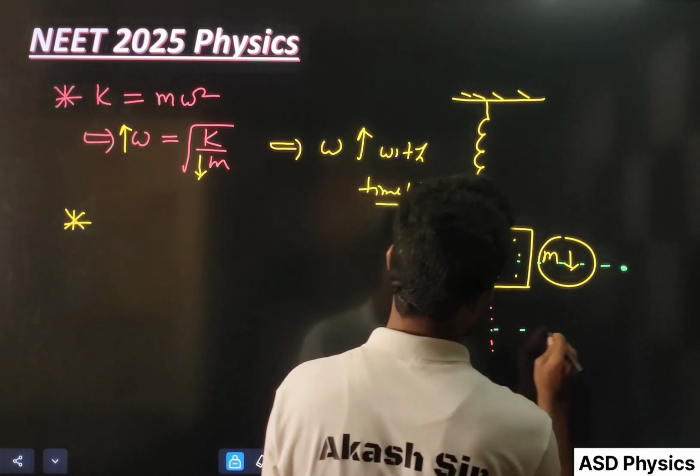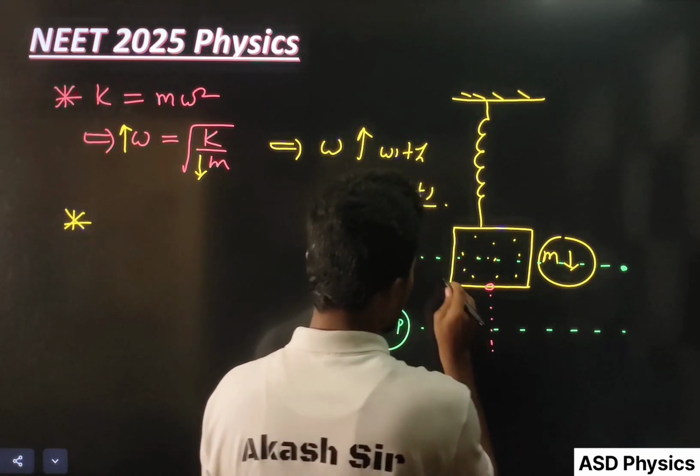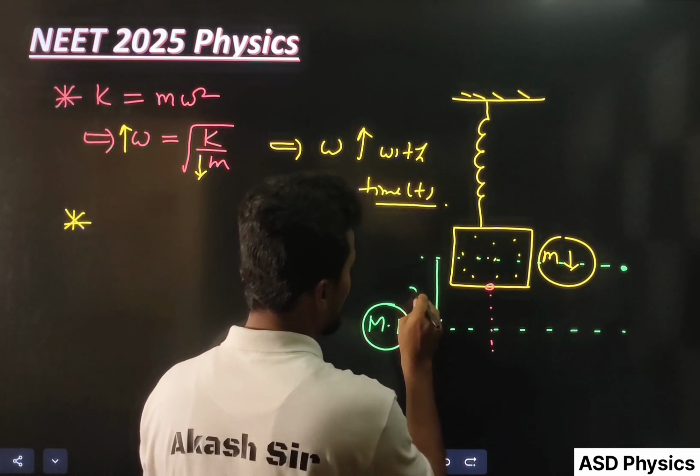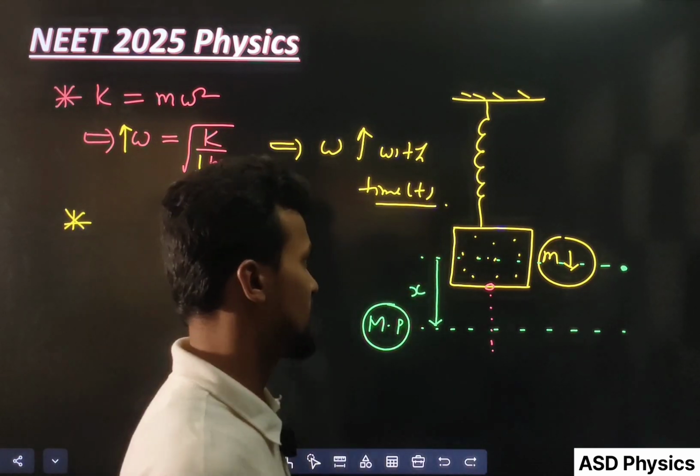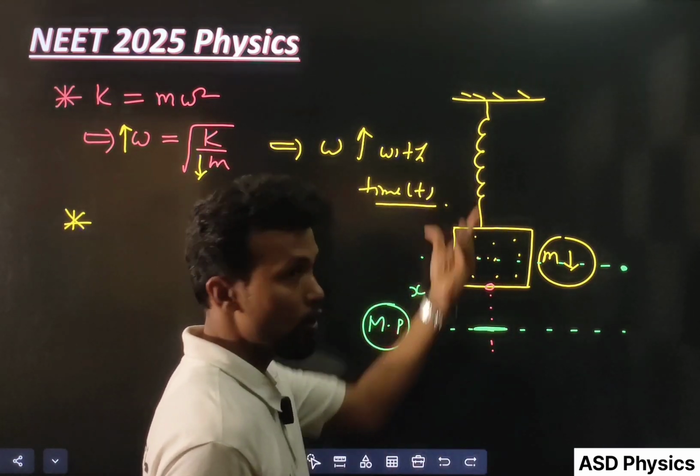Let's take for example the mean position is here. Now this is the mean position. What is this here, students? Here the mean position. So at the mean position, let's take here how much elongation? Elongation is x here, na? Because with respect to this point, it has to oscillate, is it?